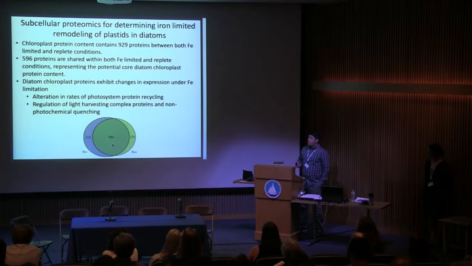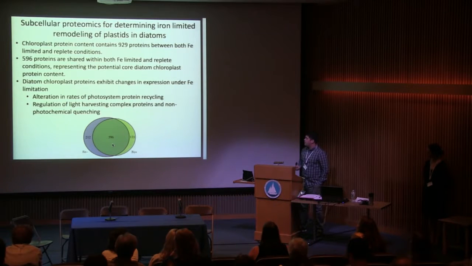If we look at the protein content, we had a total of 929 proteins between both conditions. This is the distribution of those proteins. We have 596 that are shared between both, 212 that are unique to iron limitation, and 121 that are unique to iron replete conditions. What we observed are alterations in rates of photosystem protein recycling, as well as regulation of light harvesting complex proteins and non-photochemical quenching.